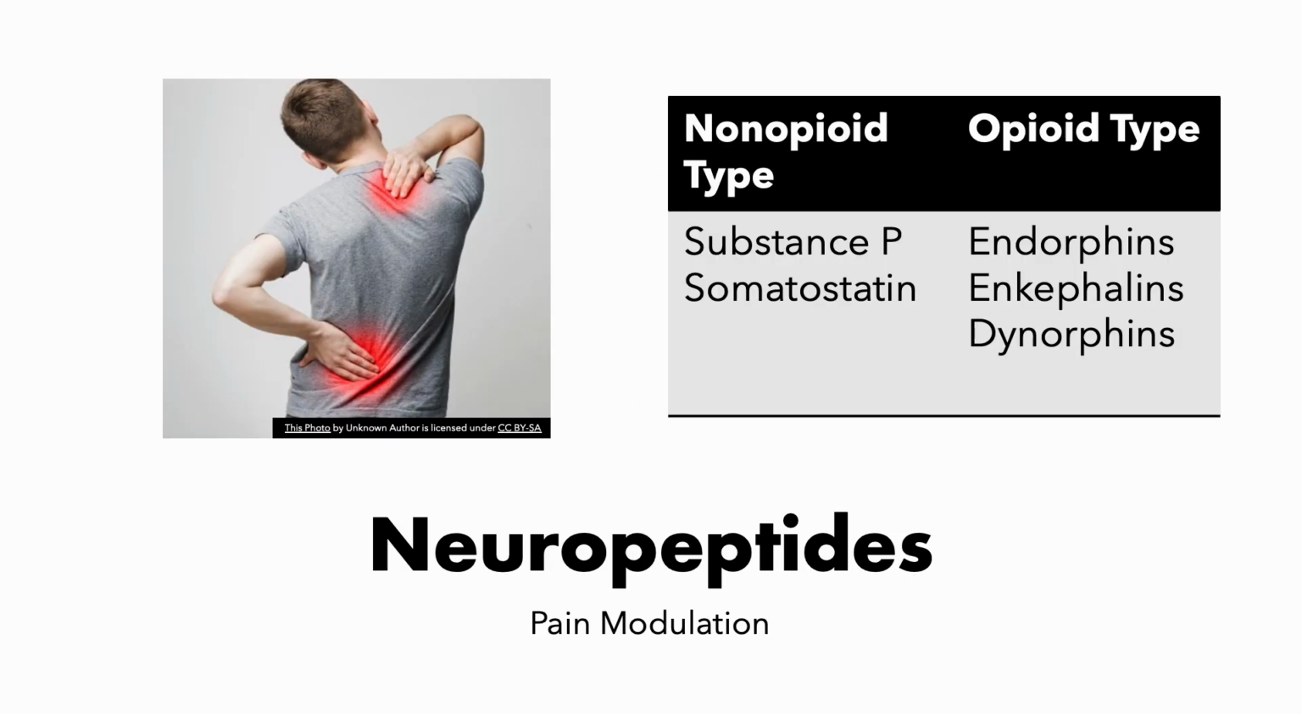Neuropeptides, non-opioid type: substance P and somatostatin. The opioid type are endorphins, enkephalins, and dynorphins. They modulate pain. Decreased amount of neuropeptides, that's the opioid type, endorphins, enkephalins, and dynorphins, is thought to cause substance abuse.